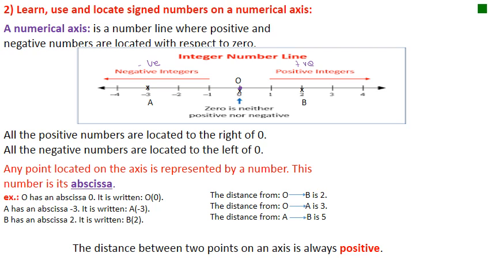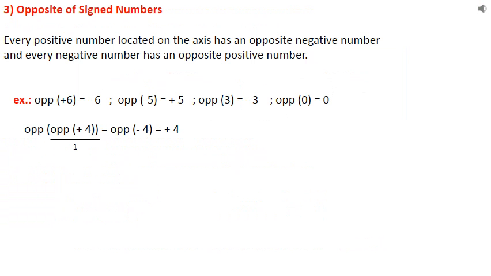So, for example, whenever we are given a point to locate it on the axis, this point is represented by a number. This number, we call it the abscissa of the point. For example, the point O has an abscissa 0, it's written O of abscissa 0. Point A has an abscissa of -3, it's written A -3, and so on. Always the distance from a point to another is calculated in positive. For example, the distance from O to A is 3, or from A to O is 3, and so on.